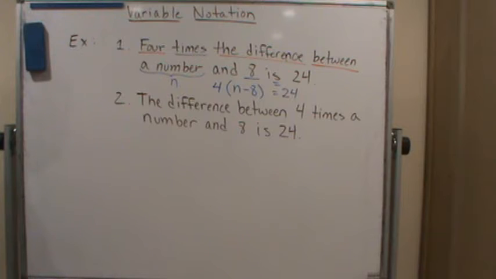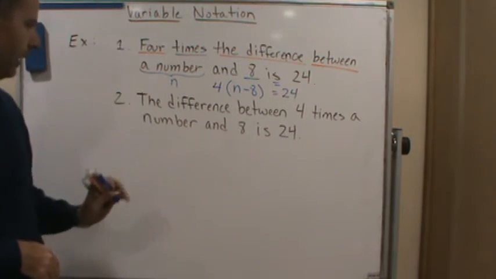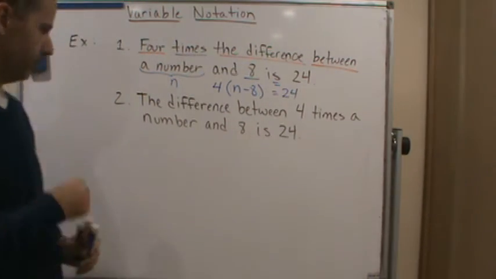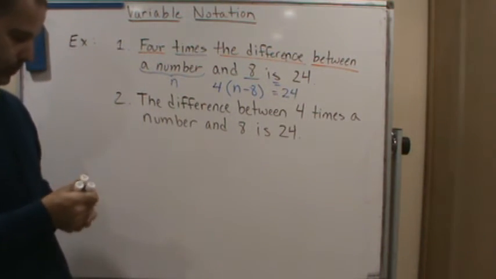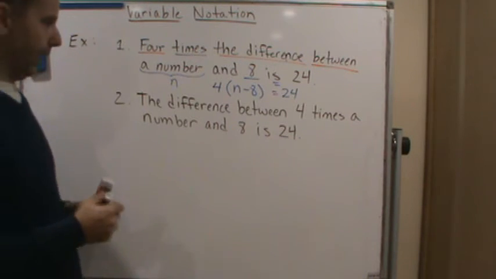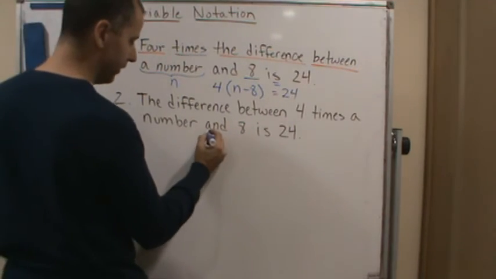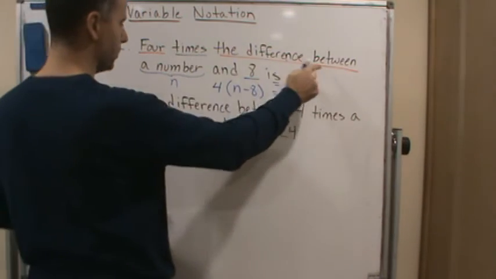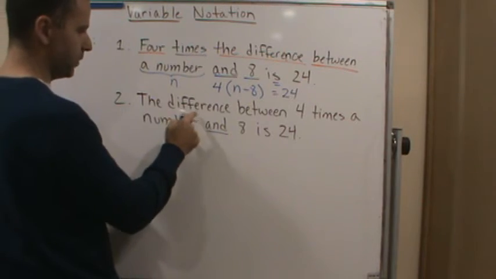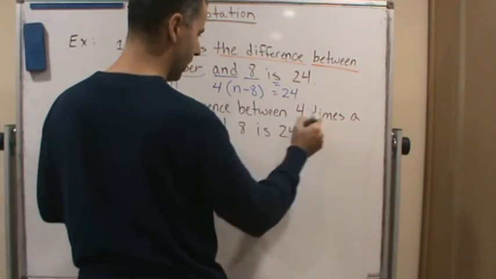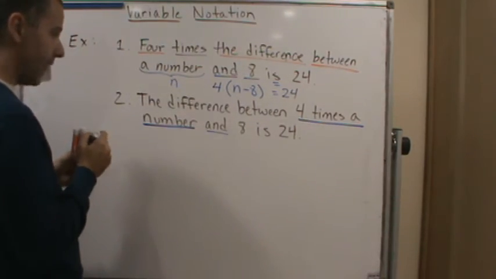Now let's compare that to number 2. Number 2 says the difference between 4 times a number and 8 is 24. So now it starts off with the difference between what? The difference between 4 times a number and 8. There's the key, the word "and," just like up here, the difference between a number and 8. Here, it's the difference between 4 times a number and 8.